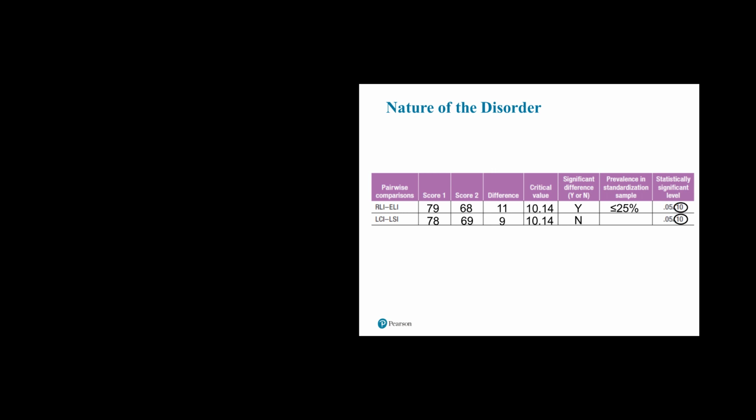So because the difference in scores is greater than the critical value, we can say that there is a significant difference between these scores. Although the difference is not rare, this kind of a difference occurs in less than or equal to 25% of the sample that was used for norming. Anything below 5% occurrence when compared to the sample is considered rare. The difference between language content index and language structure index was 9 points, which is less than the critical value listed for a child this age. So the difference between these scores is not significant at the 0.10 significance level.